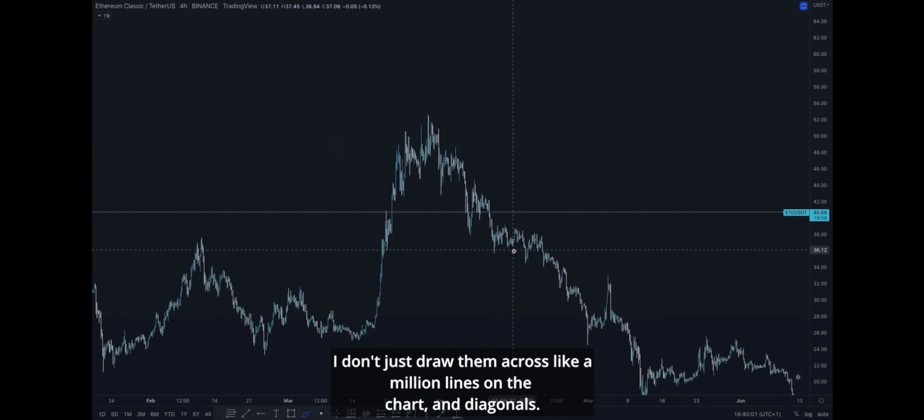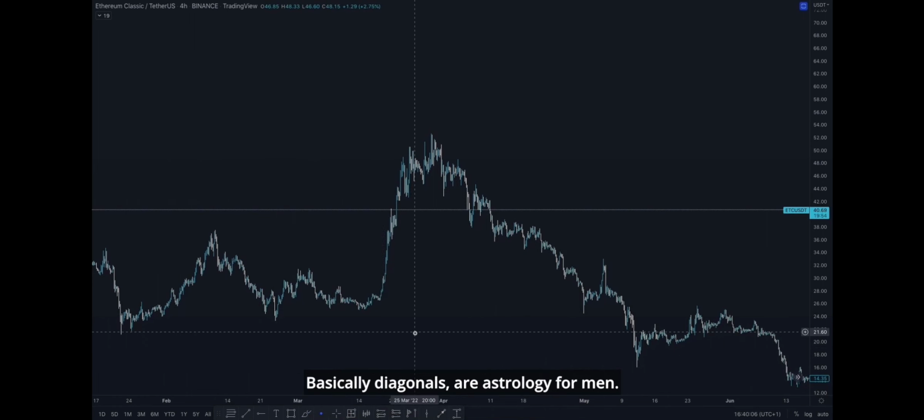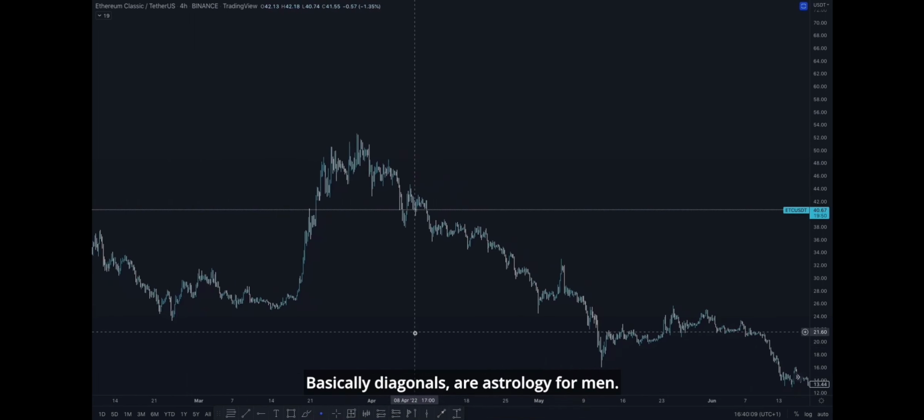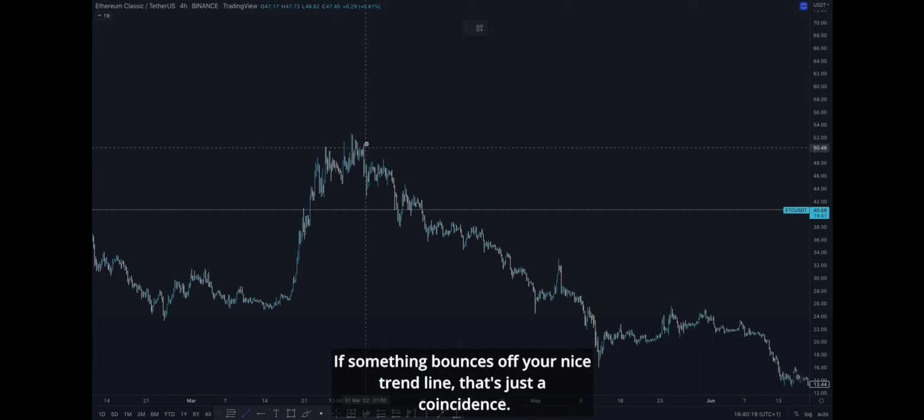I don't just draw a million lines and diagonals across the chart. Basically, diagonals are astrology for men because they're diagonal. Like there's no such thing as diagonal support or resistance. It does not exist. If something bounces off your nice trend line, that's just a coincidence.